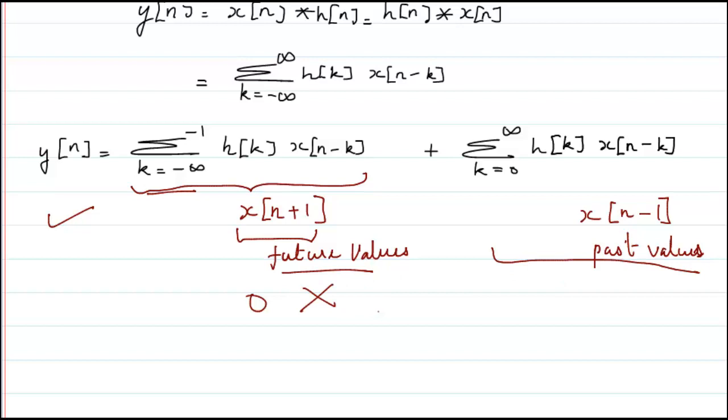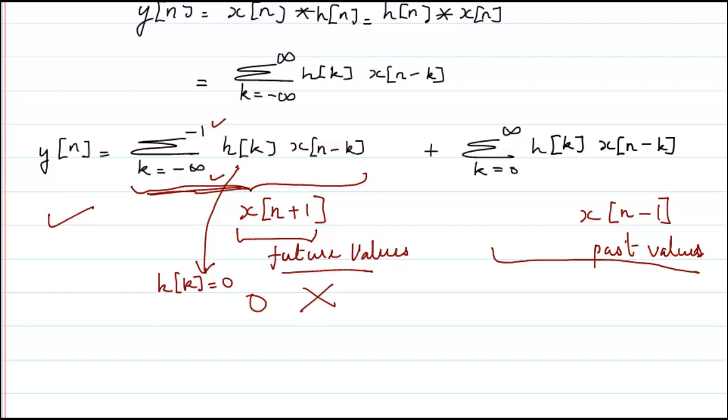So to make that future part equal to 0, the best thing is to basically make h of k equal to 0 for all the values of k in this particular equation. What are the values of k in this equation? K's value is all starting from minus 1 all the way up to minus infinity. That means for all the values of k less than 0, if the value of h of n is equal to 0, in that case y of n will not depend on future values, it will depend only on past values.